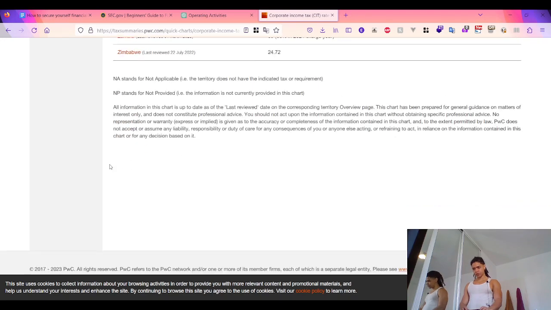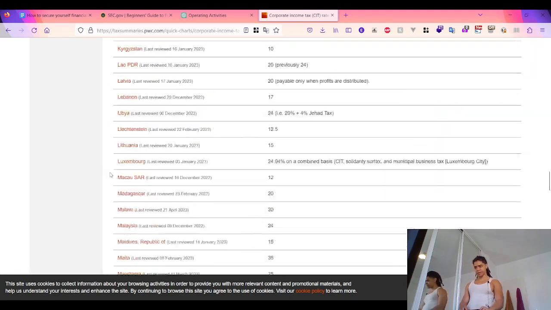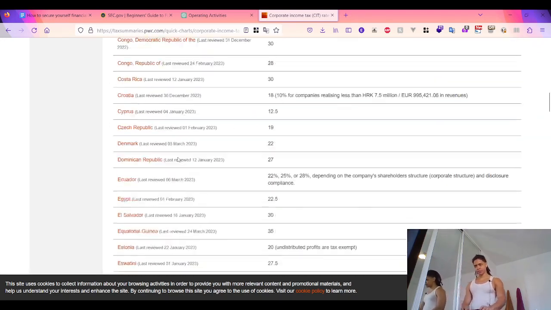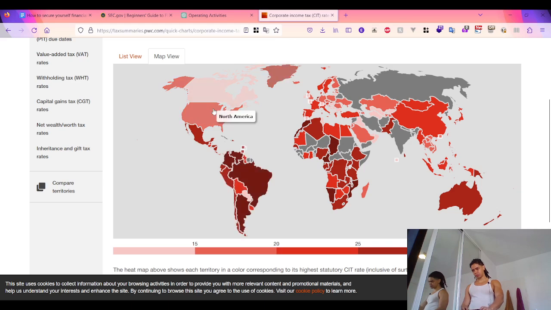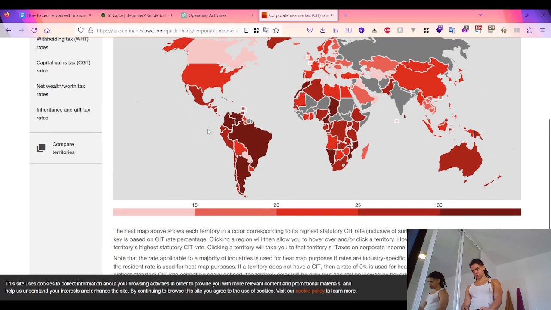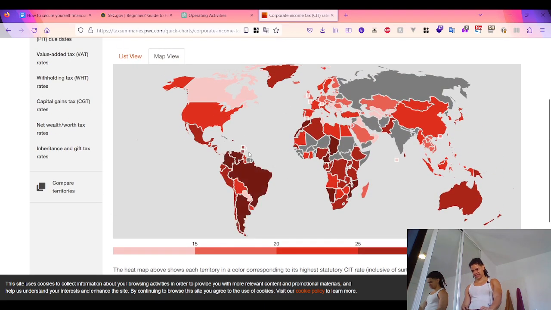Do you have any map for that? Where I can offer this? Map view. That's right. Oof. The burden in South America is very heavy.